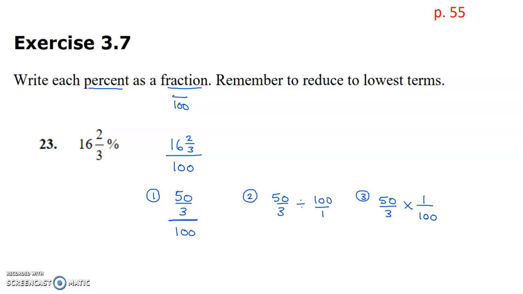In this case, we have 50 and 100 that can cross-reduce. I'll divide by 50 and divide by 50. Now we can multiply. 1 times 1 is 1, and 3 times 2 is 6. 16 2/3% as a fraction is expressed as 1/6.